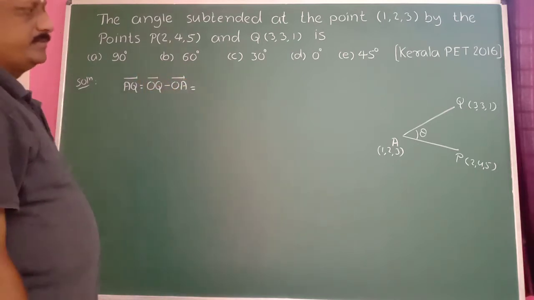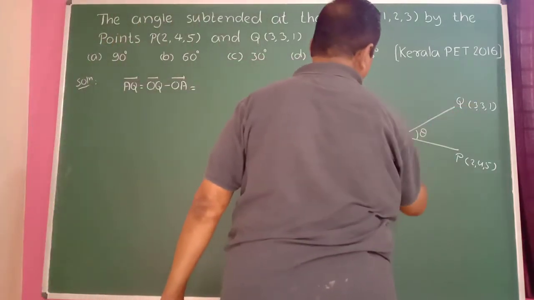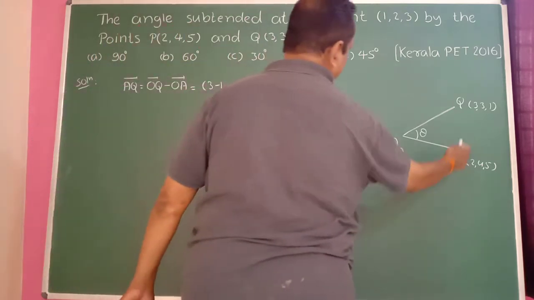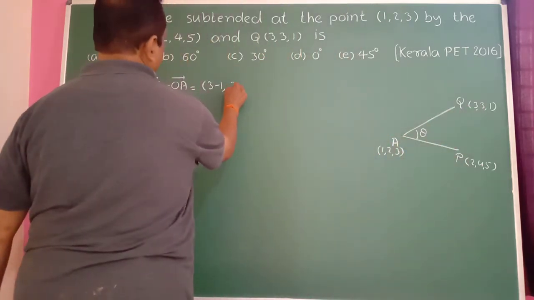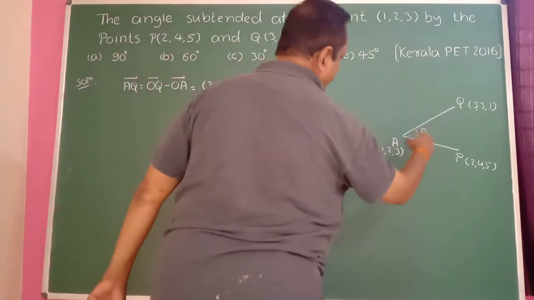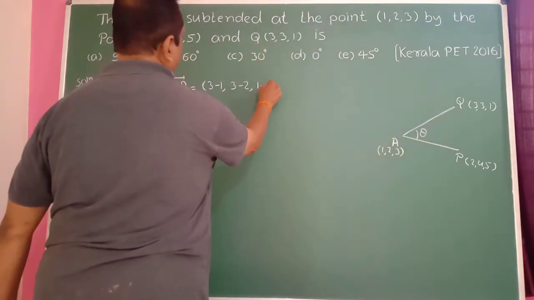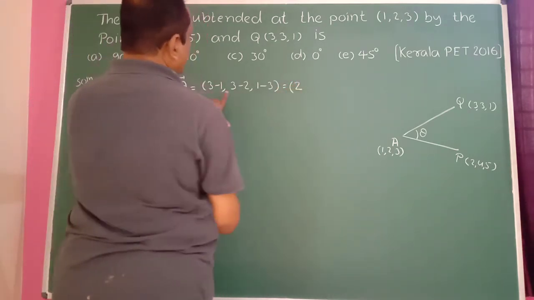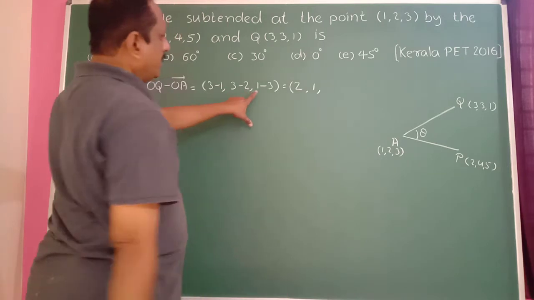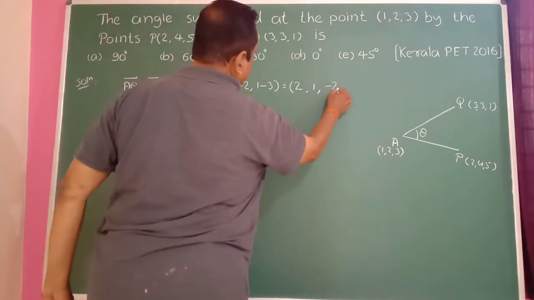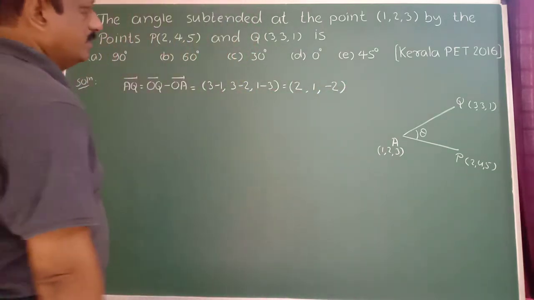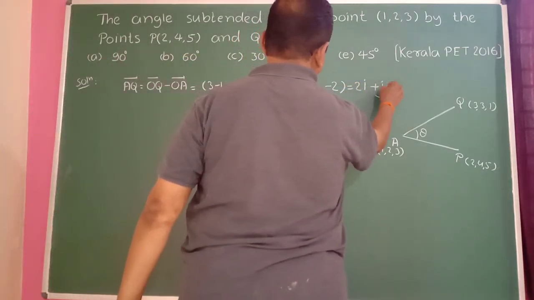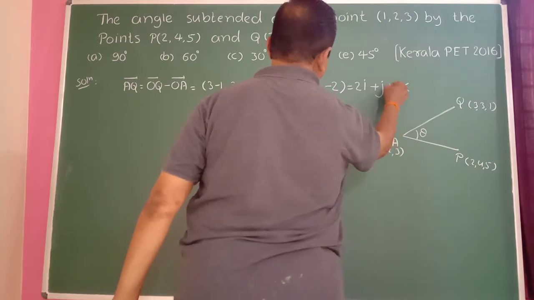OQ minus OY means direct subtract here. 3 minus 1, then 3 minus 2, then 1 minus 3. That is equal to: 3 minus 1 is 2, 3 minus 2 gives 1, and 1 minus 3 is minus 2. Therefore, you can write this one in this form: 2i plus j minus 2k.